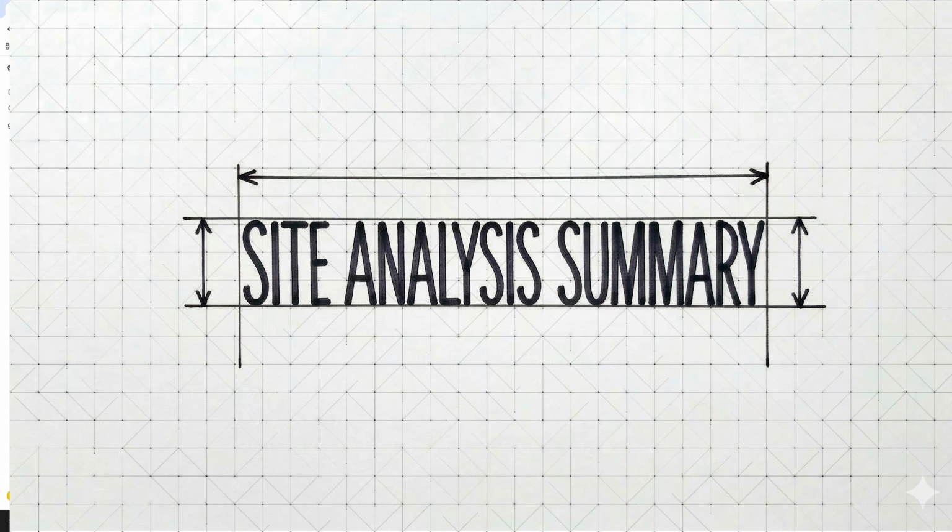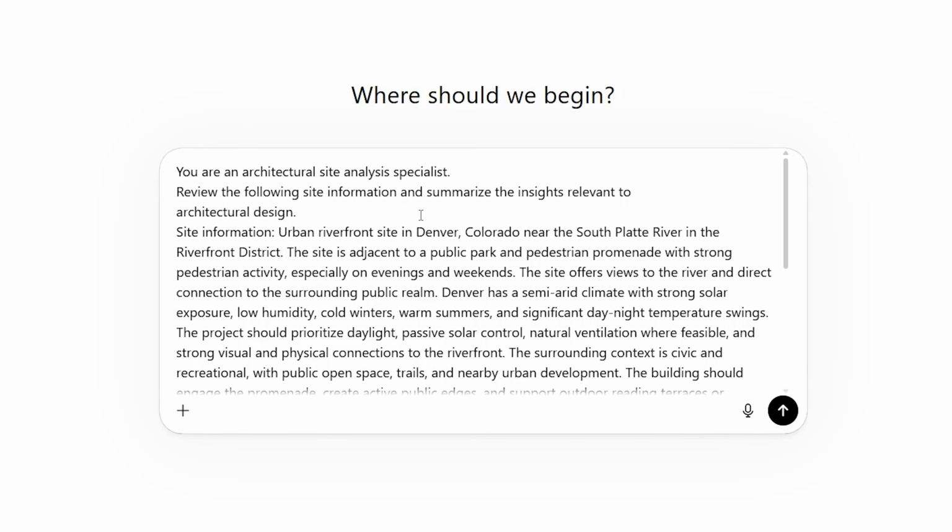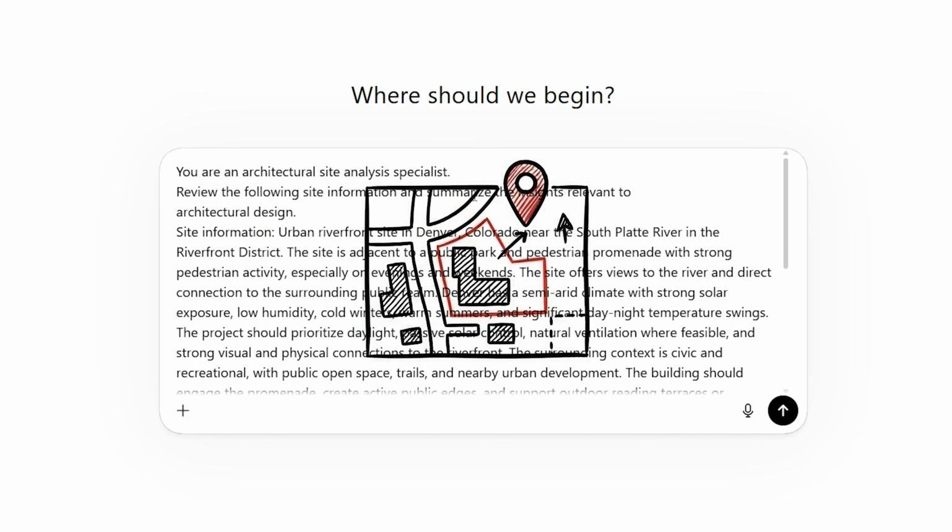Let's do a site analysis summary. Copy and paste the prompt that's linked in the description below and fill in all of the brackets. One thing that you could do for this prompt is possibly upload an image of your site plan. This image can be annotated and ChatGPT can read all of that.